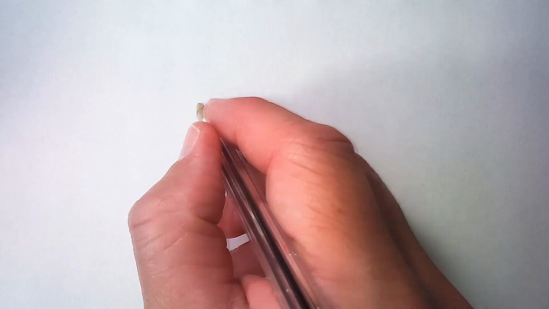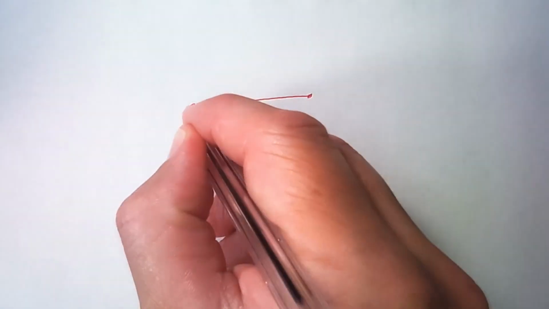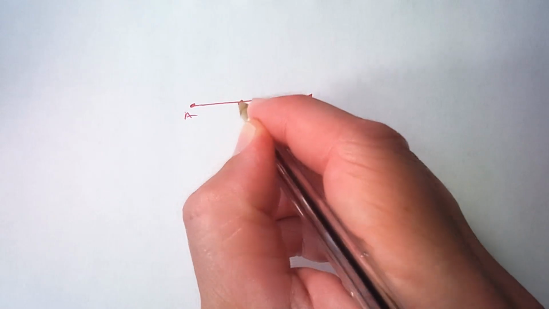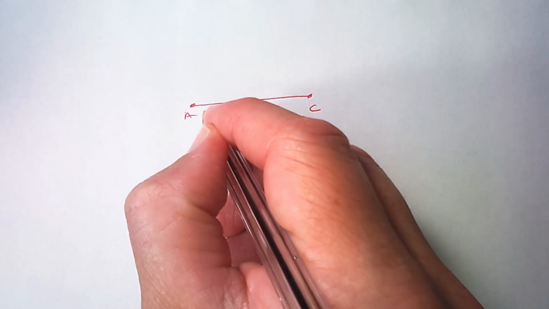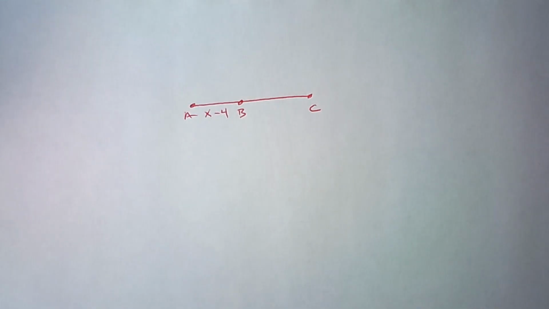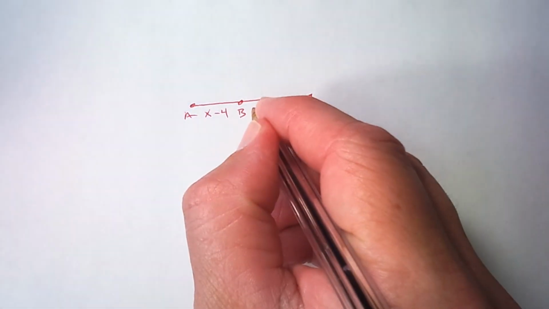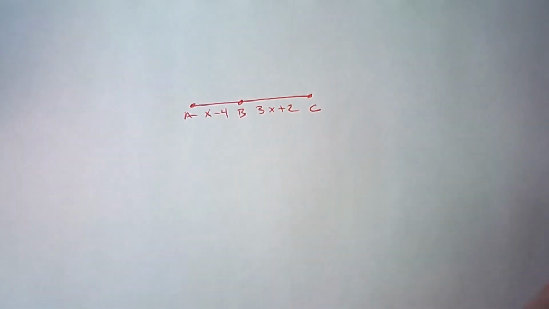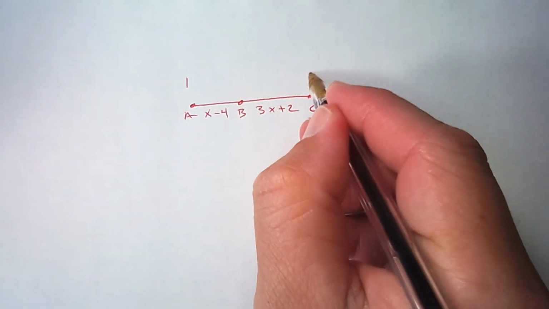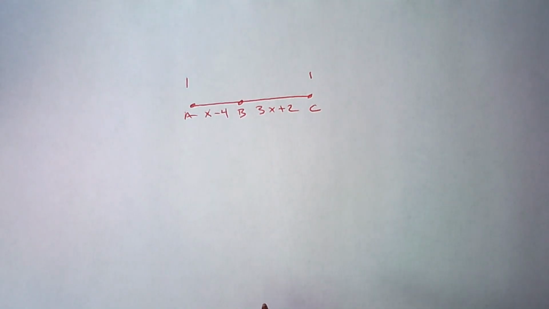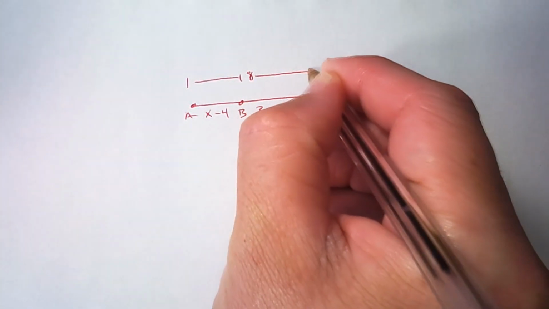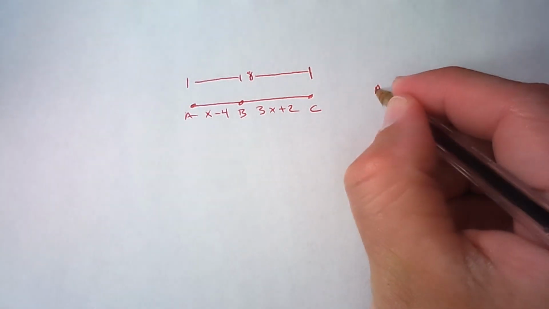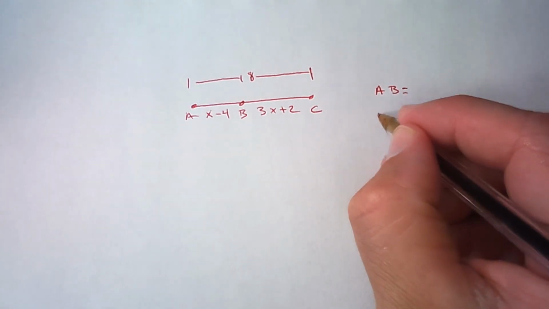Let's add one problem to this. So if I have a segment AC and a point B that is between them, and I say that AB has a length of x minus 4 and BC has a length of 3x plus 2, and I say that AC has a length of 18, we're going to find the length of segment AB and the length of segment BC.